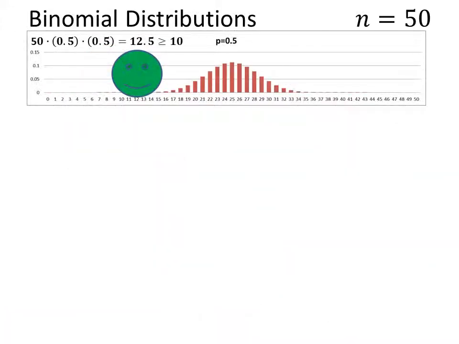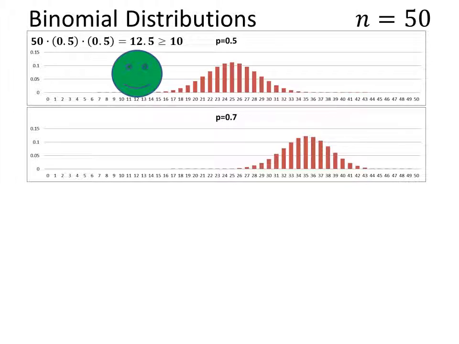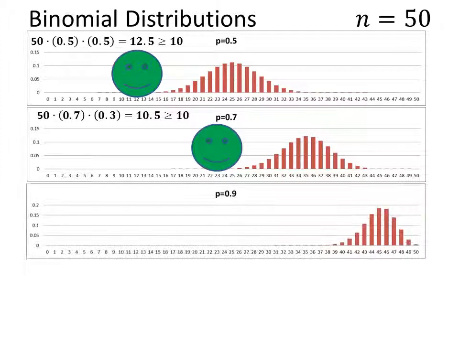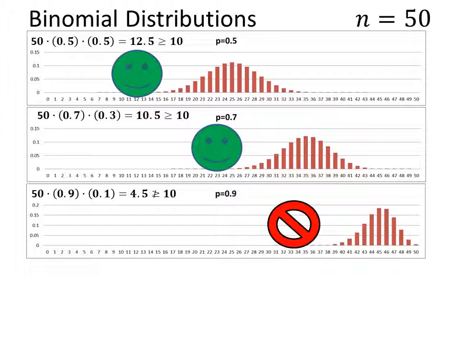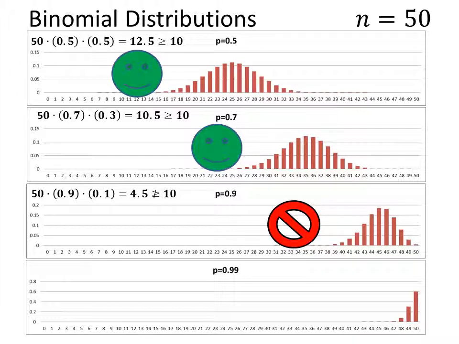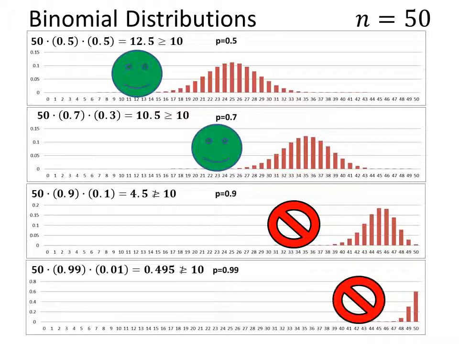Of course, continuing on, if we take 0.7, that is also going to give us 10.5, so we can use the normal distribution. But if we were to look at 0.9, it's just a little bit too skewed. It doesn't fit our quick check, and so we can't use the normal distribution. And of course, 0.99 is not even close.